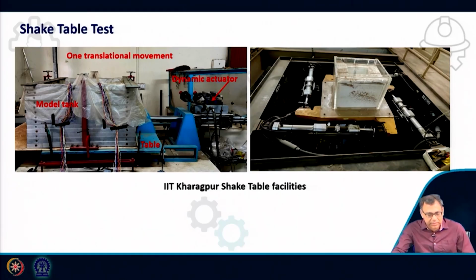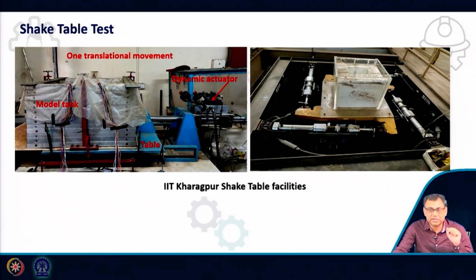So, here you can see this is a shake table facility of IIT Kharagpur. Here we have the one dimensional table, and another, the 6-dimensional table. 6-dimensional means, as I have already discussed, there are 3 translational movements, 2 horizontal and 1 vertical, and 3 rotational movements. That means 6 movements. 3 rotational, 3 translational. But this 1D table, only 1 horizontal translational movement is possible.